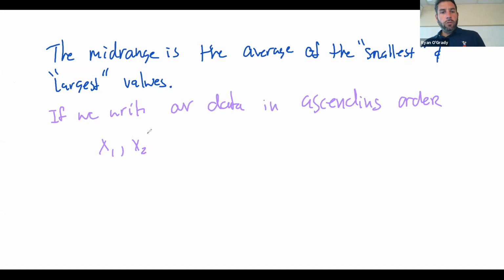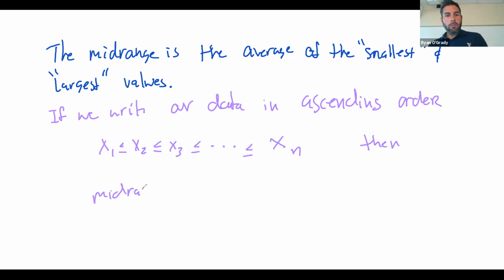X1, X2. So what do we mean by ascending order? Let's be very clear. That means that X sub 1 is less than or equal to X sub 2, less than or equal to X sub 3, etc. All the way up to, remember, we're at some value X sub n. Then the mid-range is X sub 1 plus X sub n all over 2.